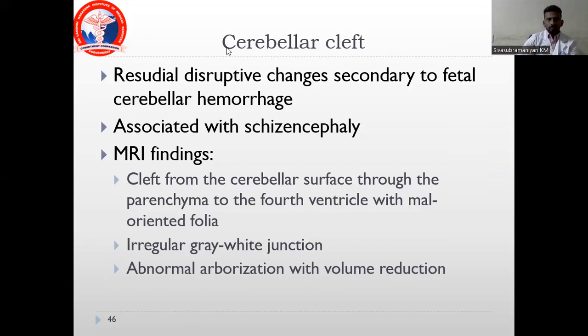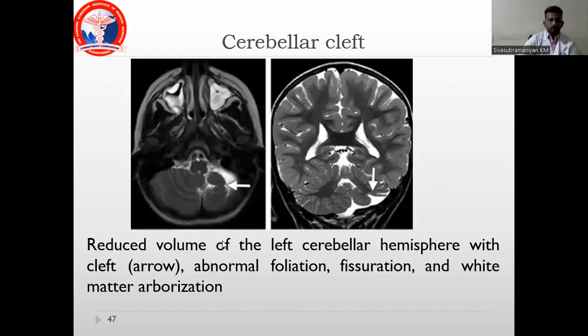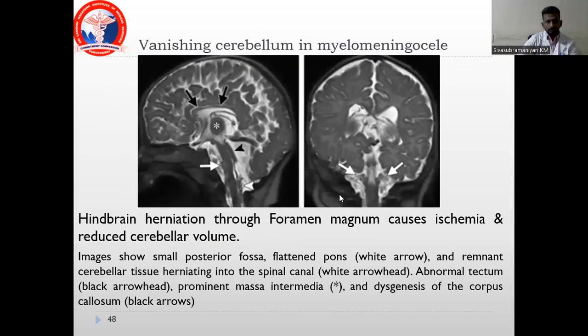Okay, and we come to cerebellar cleft, which is a residual disruptive change secondary to fetal cerebellar hemorrhage associated with schizencephaly. You get a cleft from the cerebellar surface through the parenchyma to the fourth ventricle with maloriented folia and irregular gray-white junction with abnormal arborization and volume reduction. So you have a cleft over here with reduced volume of the left cerebellar hemisphere.